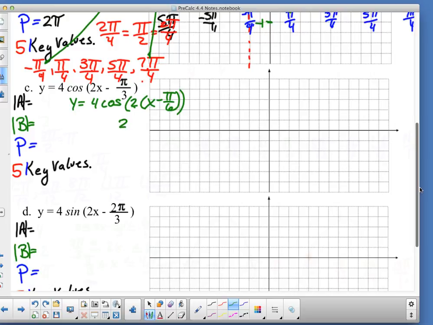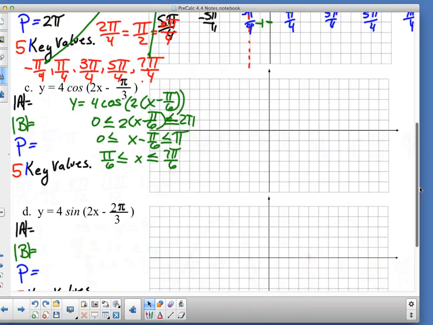So I've got 2 times x minus pi over 6 is less than or equal to 2 pi, which is greater than 0. And so I divide by 2, and I get 0 is less than x minus pi over 6, less than or equal to pi, dividing by 2. And now I'm going to add pi over 6. So pi over 6 is my shift, as I surmised. And then I'm going to add pi over 6. Remember, it's pi over 6, so now I've got 7 pi over 6. Okay, so I've got a 7 pi over 6. That's where we're going to stop.